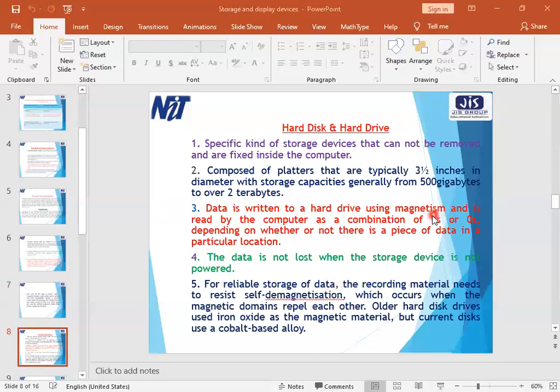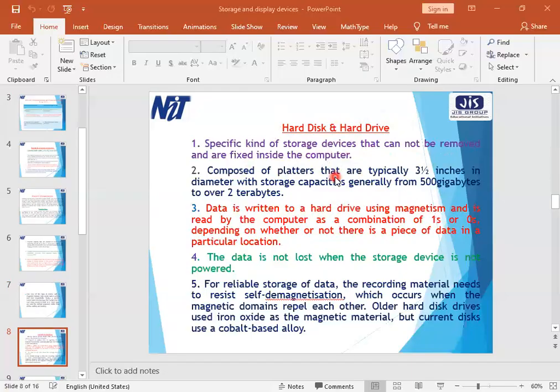Now hard disk. So we have discussed the first type of secondary memory device, that is magnetic tape. The second very important one, which you are using in your computer, is the hard disk or hard drive. This is a very important magnetic device which is used to store data. It is a specific kind of storage device that cannot be removed and is fixed inside the computer. All of you know what the capacity of your hard disk is, that means what amount of data it can store.